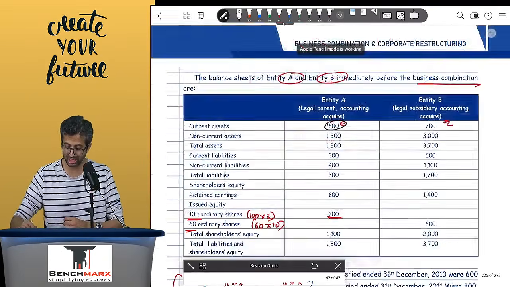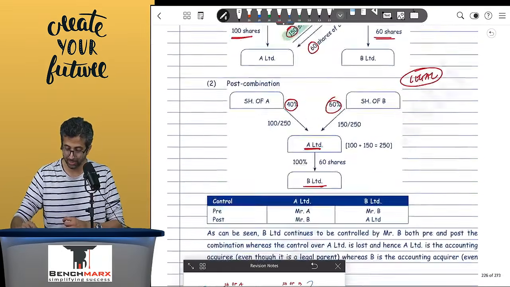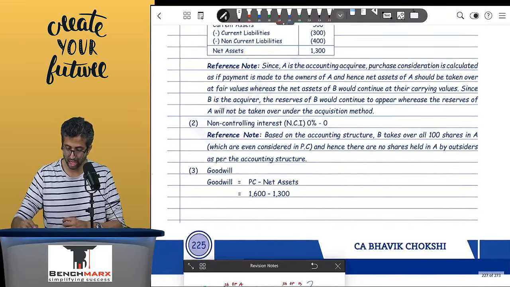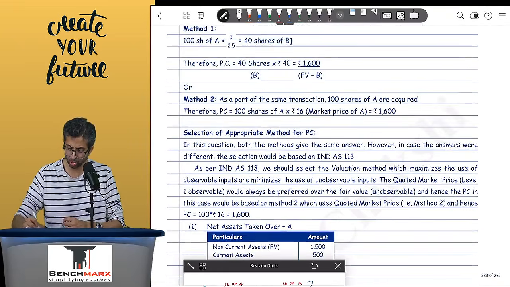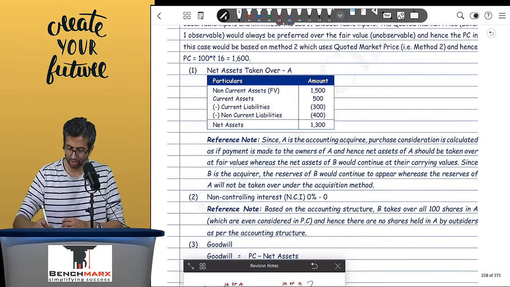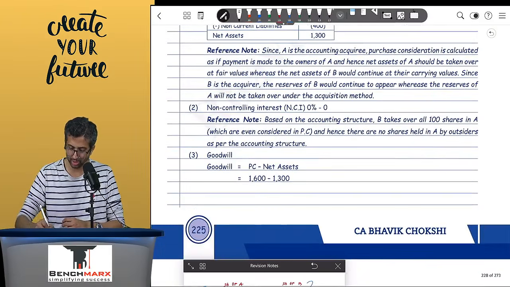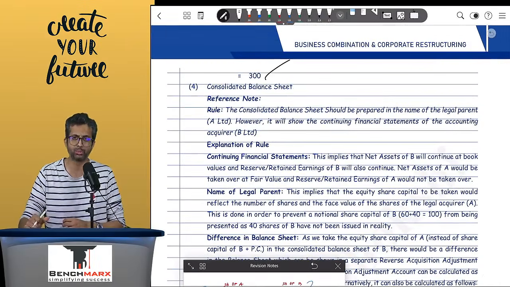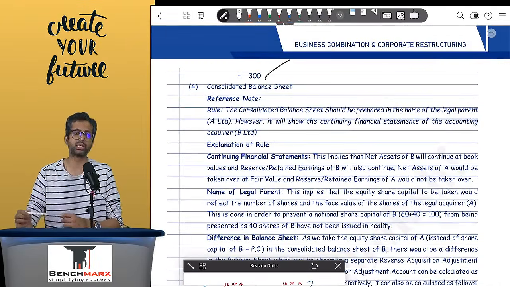So the question asks you to calculate the PC. As we said, the PC over here is going to come to around 1600, and the goodwill is the second part which is asked. So your goodwill is appearing over here at 300 rupees. So your goodwill appears at 300, and then the question says you prepare consolidated balance sheet.